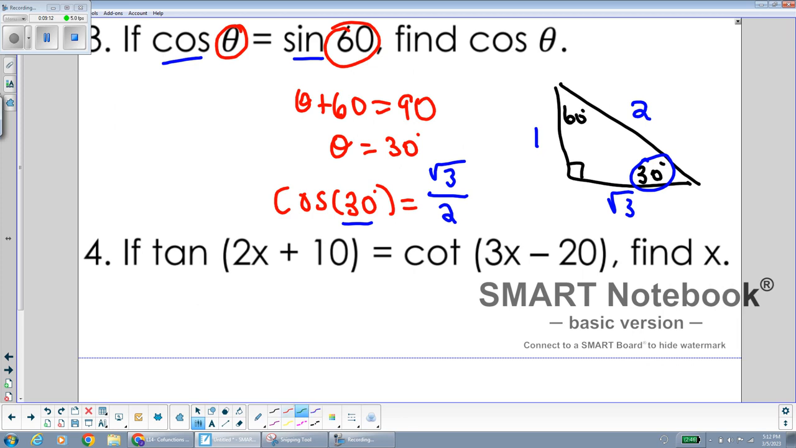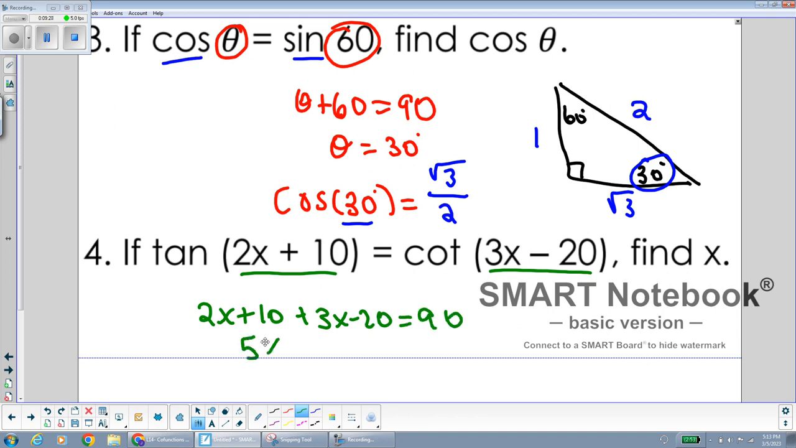For the next one, tangent and cotangent are cofunctions. So they are equal when their angles add to 90 degrees. It's just asking me to find x. So I have x is equal to 20.